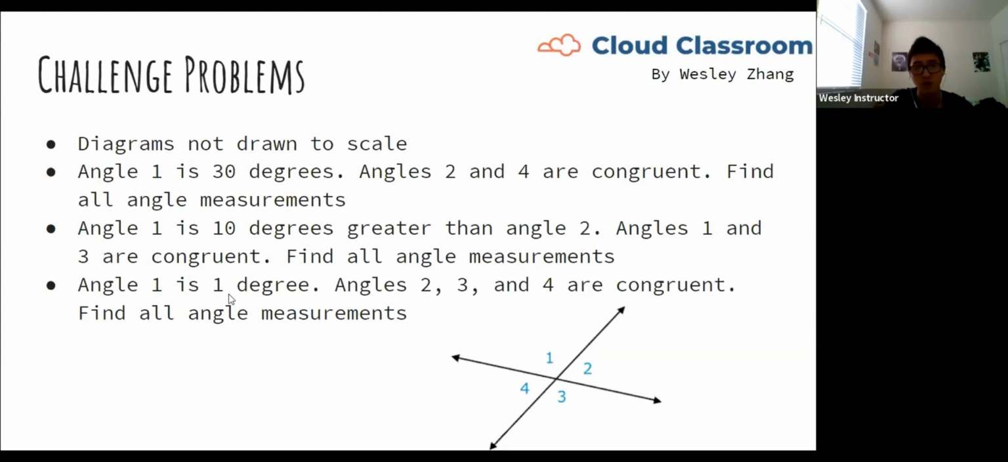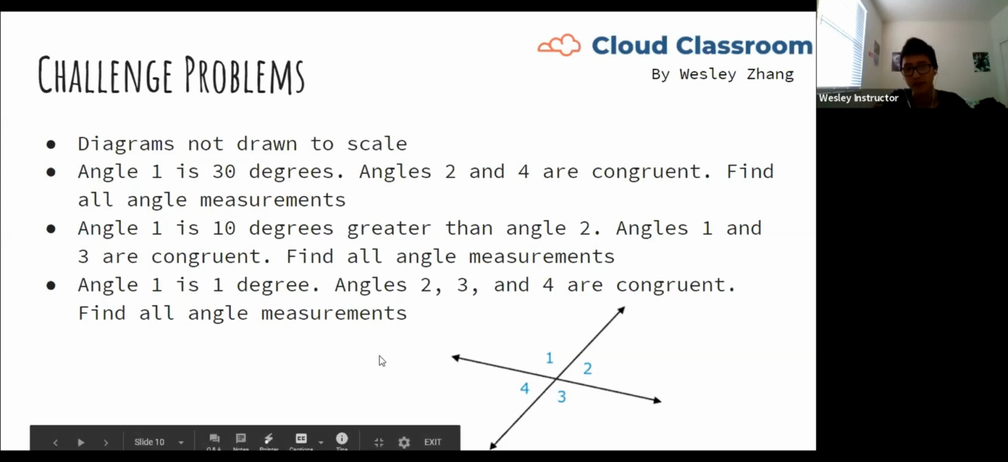All right, angle 1 is 1 degree. Angles 2, 3, and 4 are congruent. Find all angle measurements.